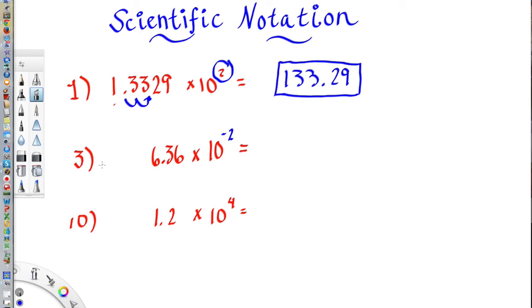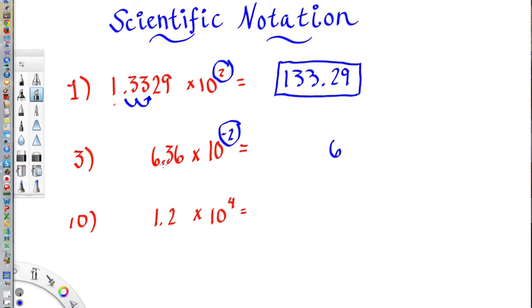Okay. Number 3, let's skip down to number 3. I have 6 and 36 hundredths times 10 to the negative 2. Now, negative 2 tells me I'm going to make the number smaller. I'm going to move the decimal point to the left this time rather than the right.